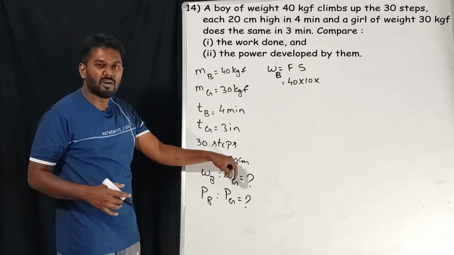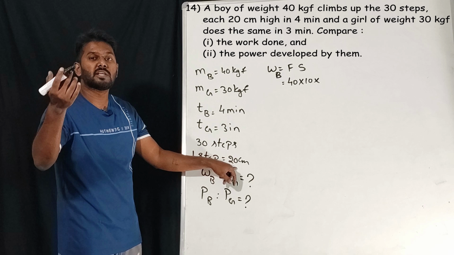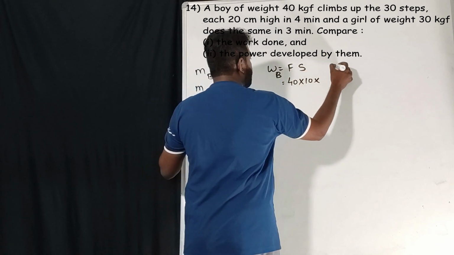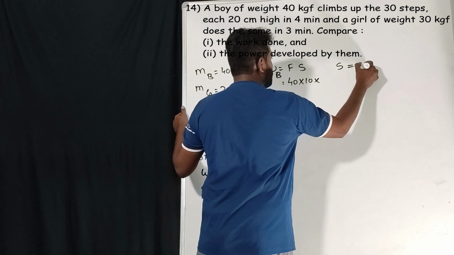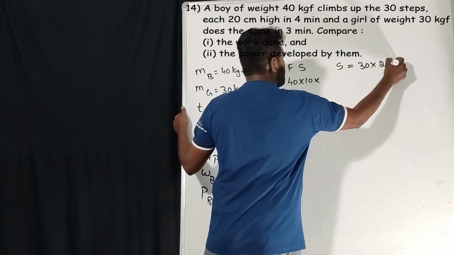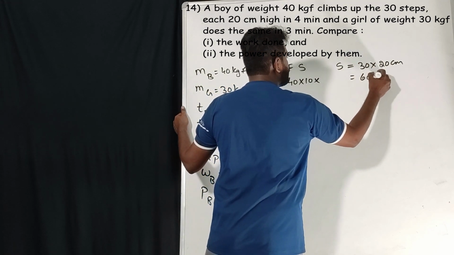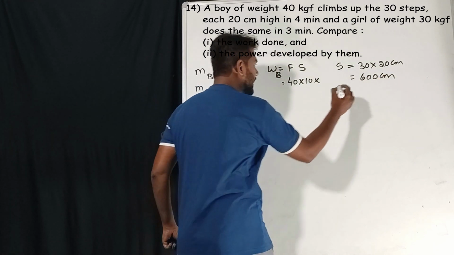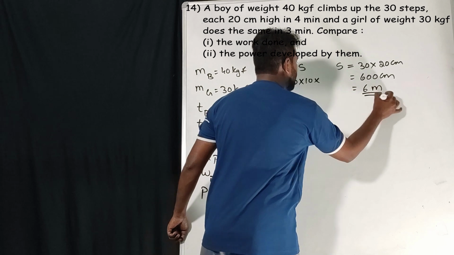One step is 20 centimeter. Then 30 steps is equal to 30 into 20. So S is equal to 30 steps into 20 centimeter. That will be 600 centimeter. Displacement always should be in the form of meters, correct? So this is nothing but 6 meters.